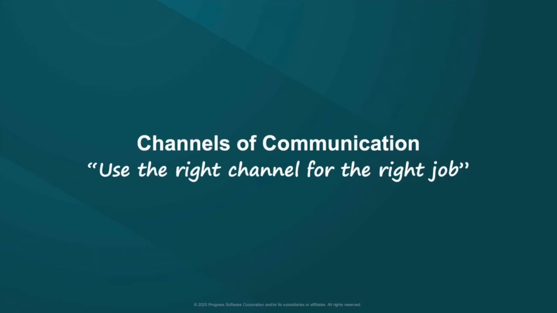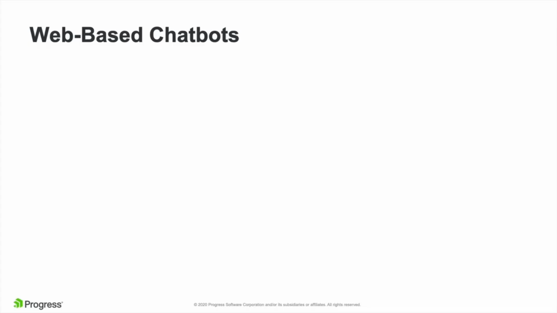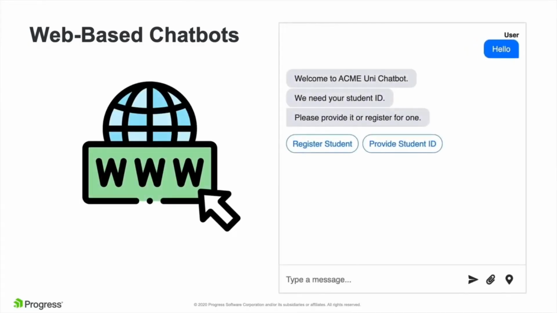Cool. Next thing that is important to understand when we're building chatbots is that chatbots can have different channels of communication. By understanding this, we can pick the right channel for the right job. So the first type of channel is a web-based chatbot. This is one which runs inside a browser and helps guide your users in step-by-step conversations, and it can provide the user with different buttons and various UI elements.